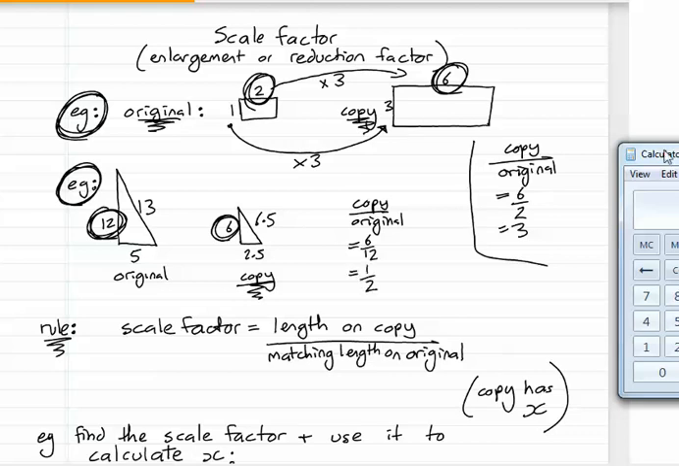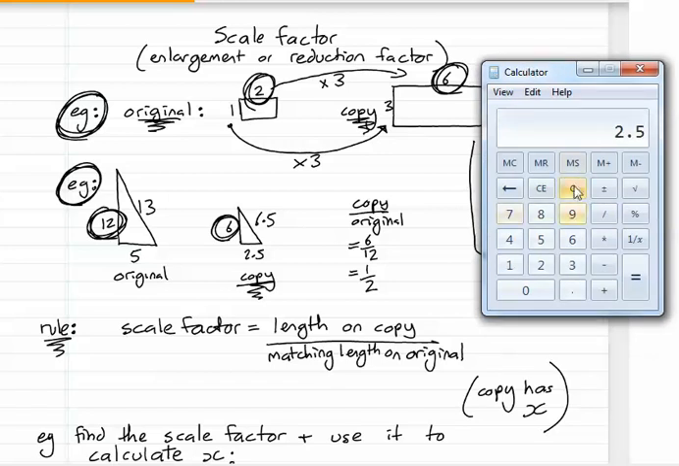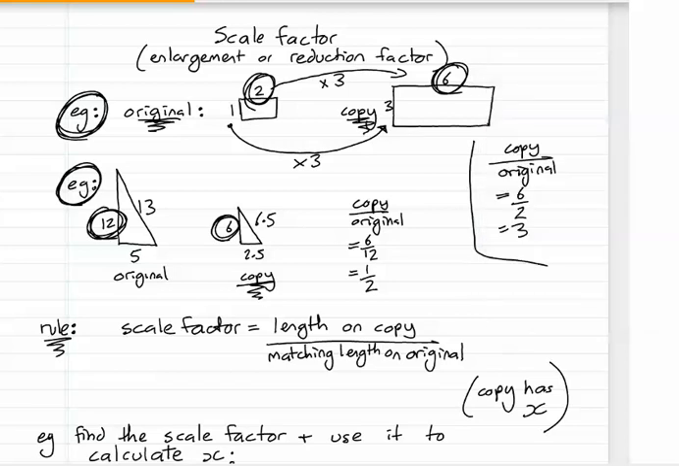If we weren't sure about the fraction, we could just calculate it. 6 divided by 12, and we could get 0.5, and that would be fine as well. We can use a fraction or we can use a decimal, and that says that any length on the copy is a half the length on the original. We can see that's the case.